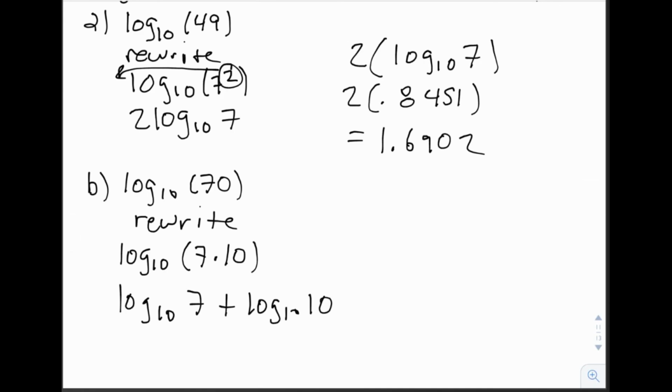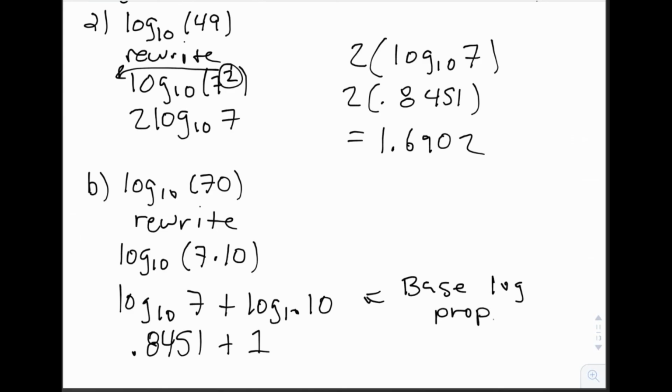So log base 10 of 7, we know that's approximately 0.8451. So we can make a substitution here, plus, and we know that log base 10 of 10 is equal to 1 because of our base of log property. So in this case, if we do the calculations, that should get us 1.8451, and we should be good to go.